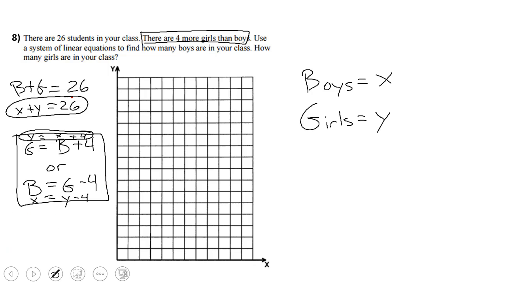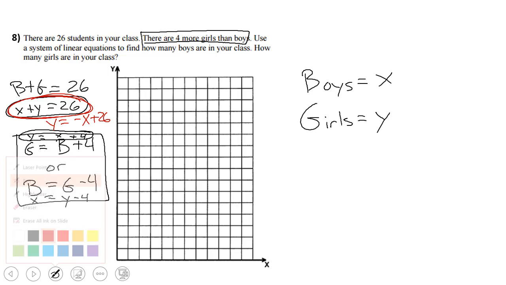So going here, I'm going to graph the first one right here using red, putting that in slope-intercept form. Y equals negative x plus 26. Oh, wait a minute, I need my graph, huh? I almost got too carried away.